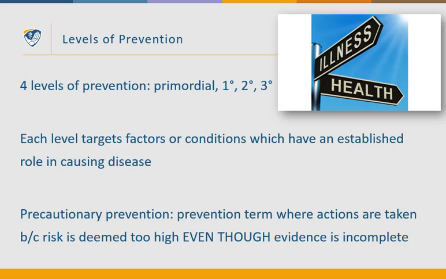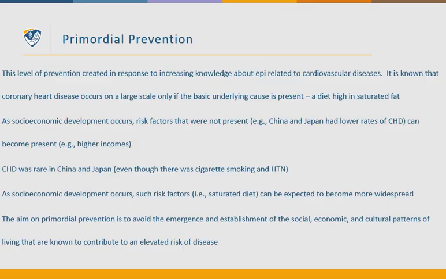Precautionary prevention. This is the prevention term where actions are taken because risk is deemed too high, even though evidence is incomplete. So like a 5th level of prevention. Primordial prevention. This level of prevention was created in response to increasing knowledge about epidemiology related to cardiovascular diseases. It is known that coronary heart disease occurs on a large scale only if the basic underlying cause is present, a diet high in saturated fat.